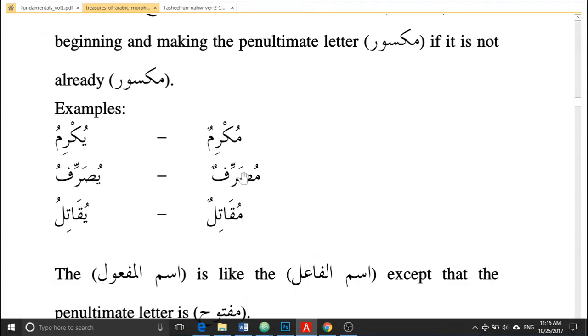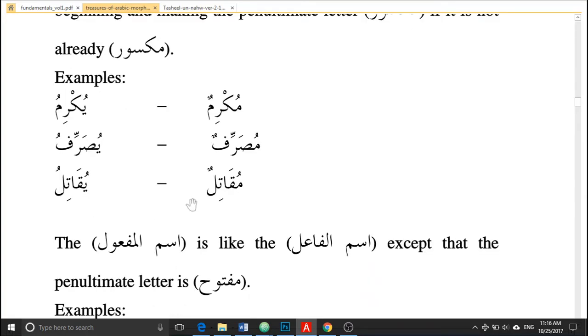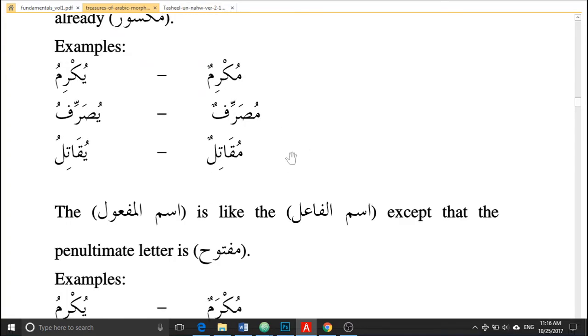Yusarrif will become musarrif. So musarrif, make sure the zir or the kasra is for the ism fa'il, the person who's doing the action. Yuqatil will become muqatil. So these are the thulathi mazid fih. Those are extra letters added to the fi'l.